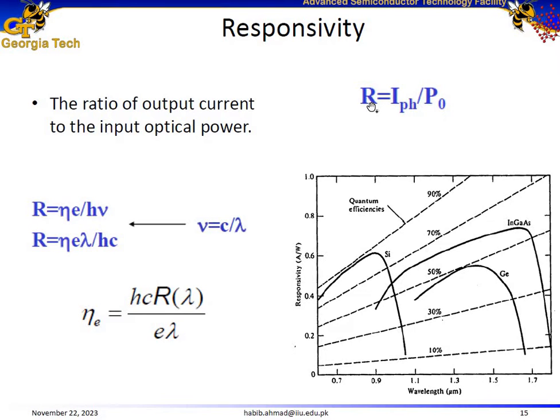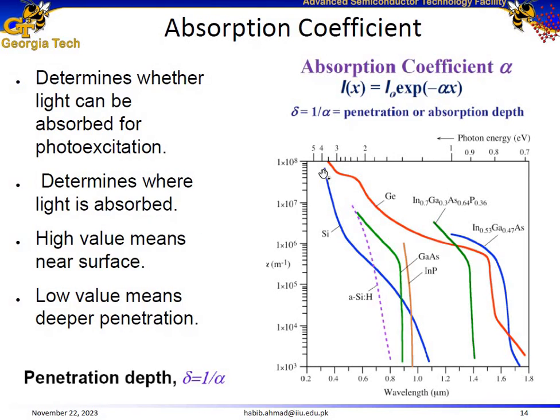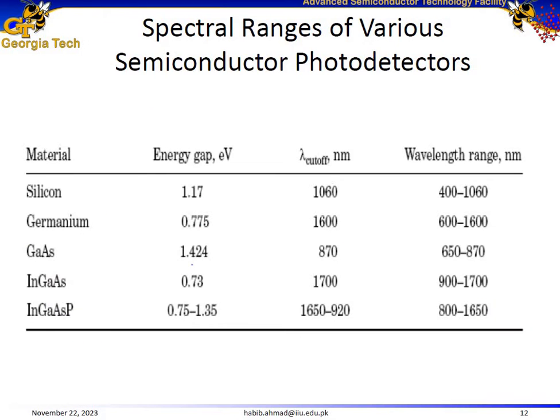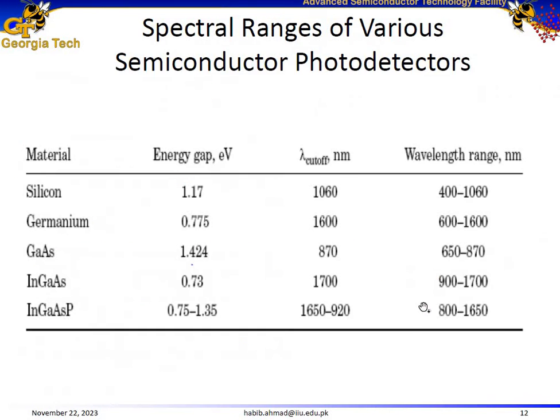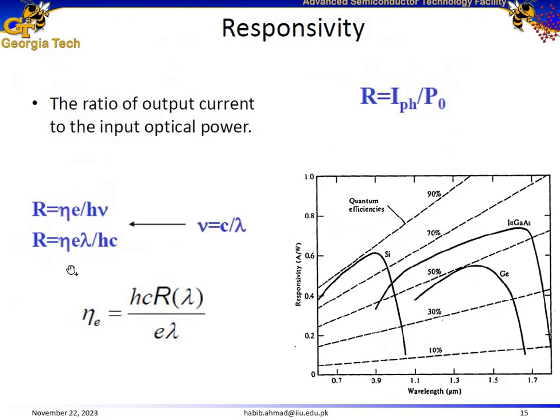Another figure of merit is the responsivity, which is the ratio of output photocurrent to the input optical power. Output photocurrent is represented with IPH, and the input optical power is represented with P naught or P optical. Also, going back to the quantum efficiency equation, to slide number 11, since responsivity is equal to IPH divided by P optical, replace this with responsivity and reorder the equation.